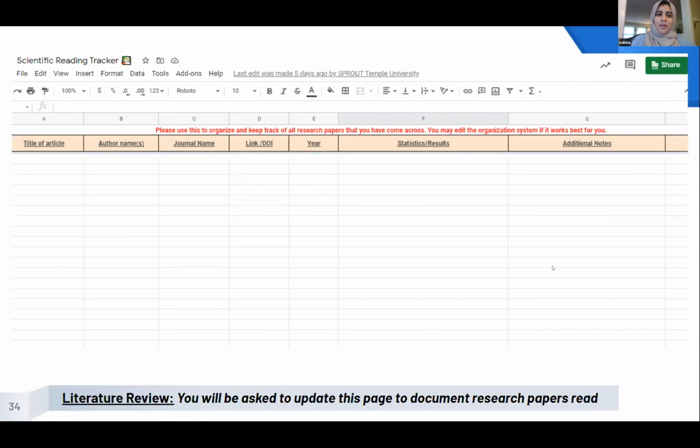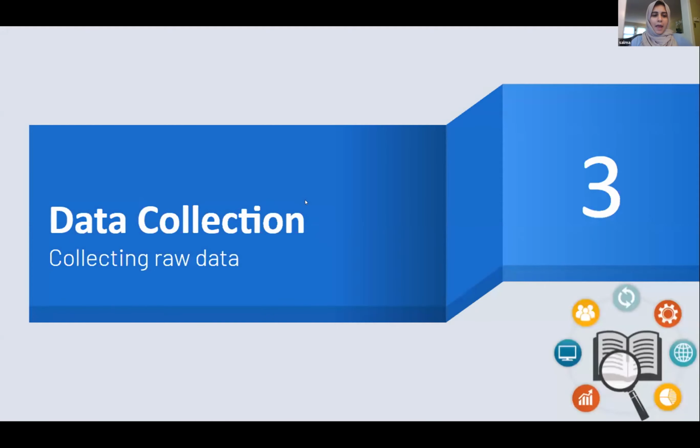Again, you can edit it, but it will help you a lot as you go into your research and begin to forget certain things, but also when you put together a presentation at the end of the summer, you'll want to reference previous research articles. So this will really make that a lot easier.